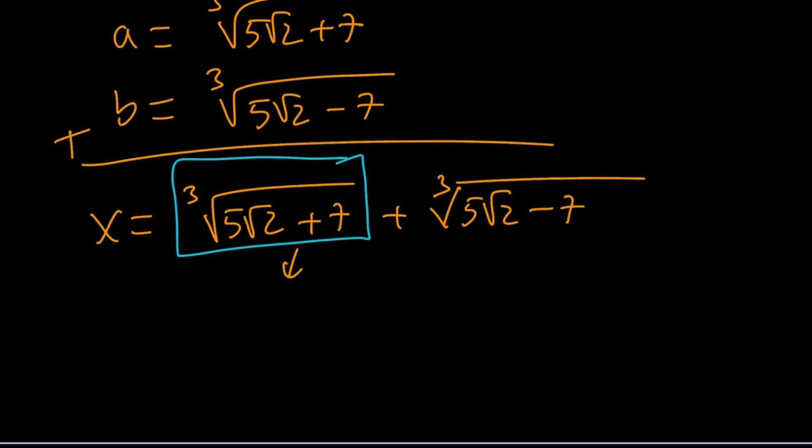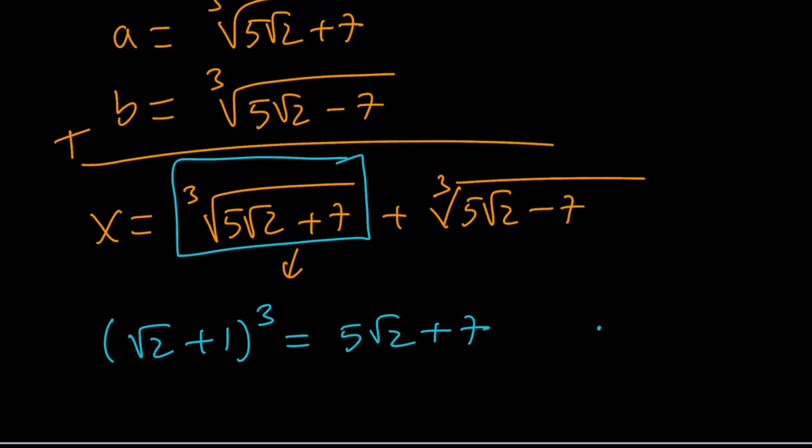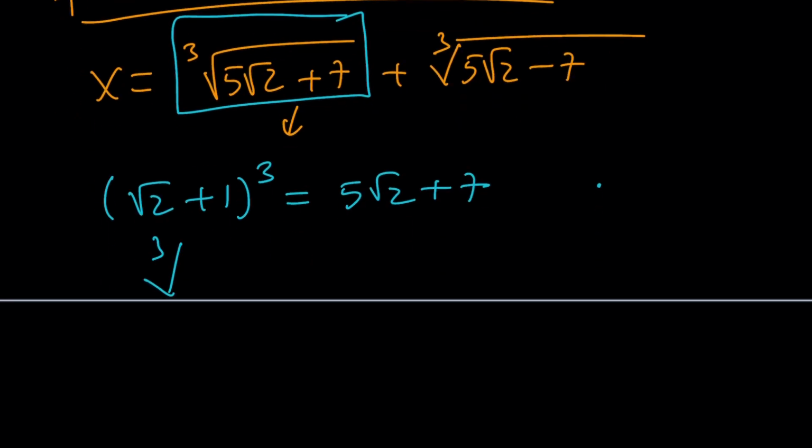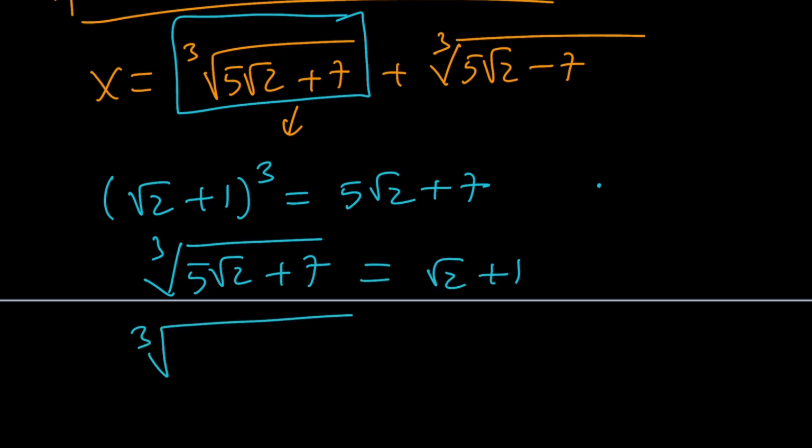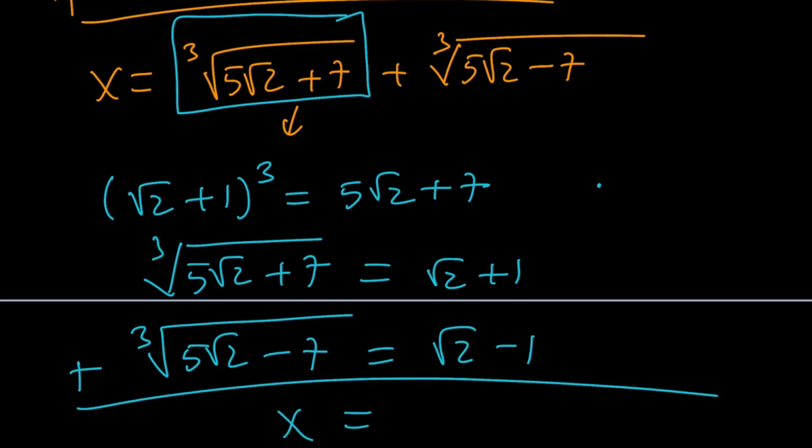If you cube (root 2 plus 1), you're going to get 5 root 2 plus 7. Let me just give it to you real quick, to keep a long story short. So in other words, the cube root of 5 root 2 plus 7 is exactly root 2 plus 1. Therefore, the cube root of 5 root 2 minus 7 is square root of 2 minus 1. So their sum is going to give us x, and x is going to be 2 root 2. Great. That's it? Well, yeah, we have to do a lot of work, but that's basically what it is.